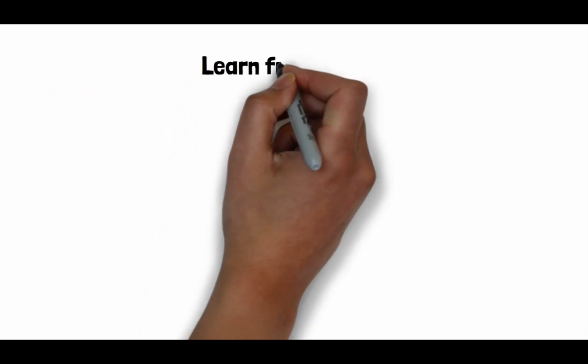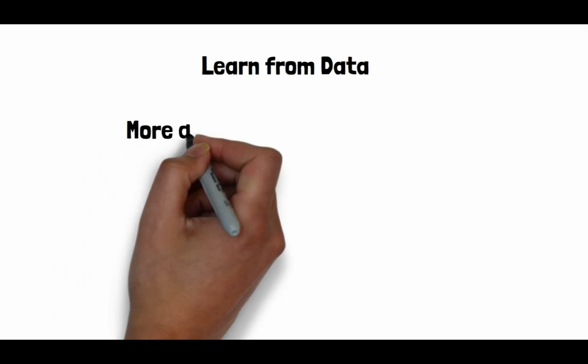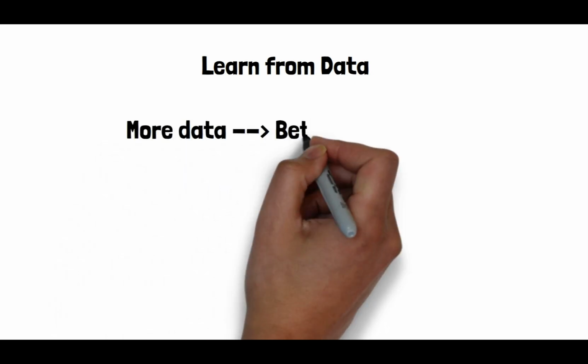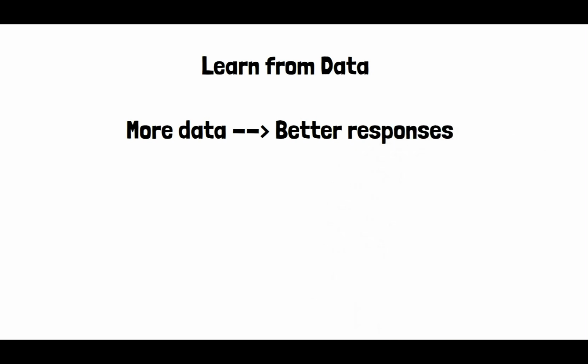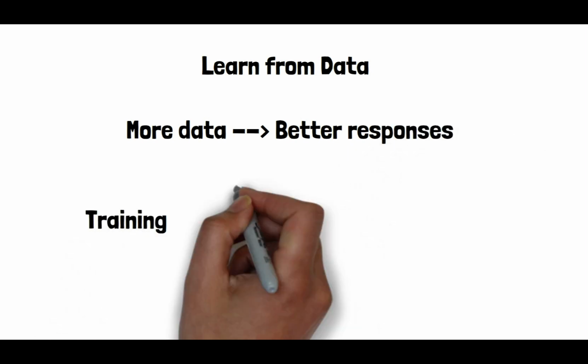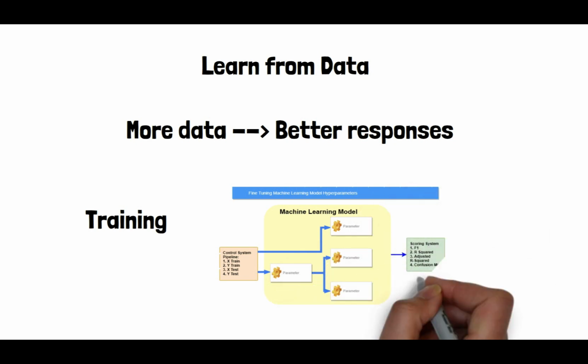One of the key features of ChatGPT is its ability to learn from the data it's trained on. This means that the more data the model is exposed to, the better it becomes at generating responses that are accurate and human-like. This is achieved through a process called training, which involves feeding the model large amounts of data and adjusting its parameters to optimize its performance. Sound familiar? This is very similar to the pipeline we discussed in the video about machine learning models.